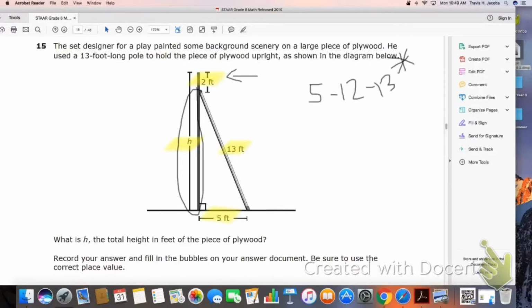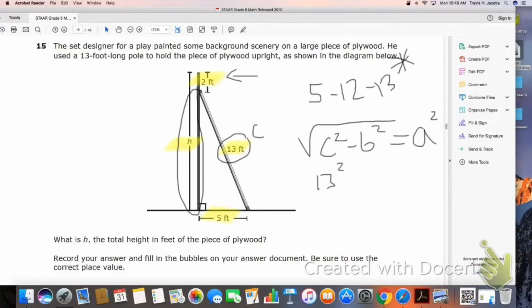But what we're going to do is set it up. We're going to do the square root of C squared, because this is our C, minus B squared, equals, let's say, our A squared. Now you're going to plug in exactly what it says. You're going to do 13 squared minus 5 squared, and then square root that, and you should get an answer of 12.